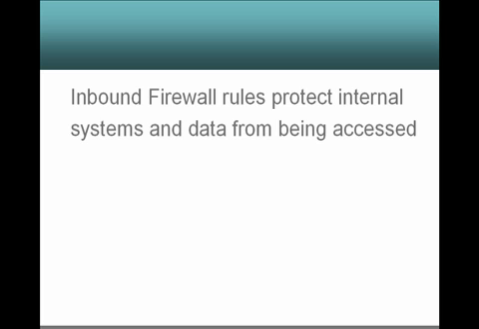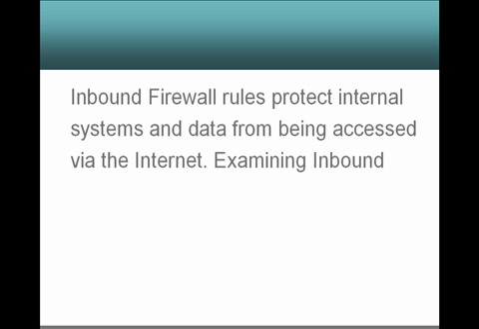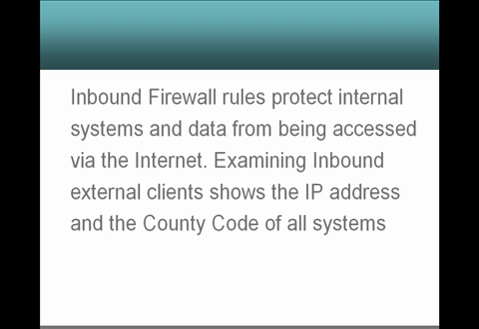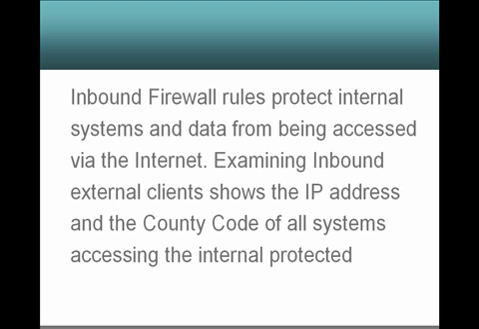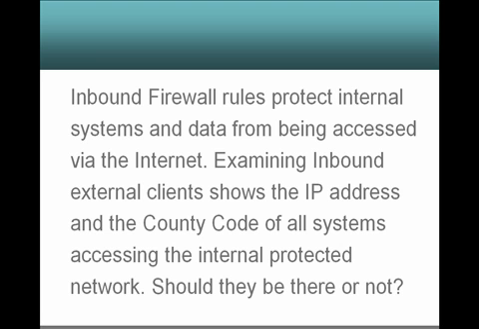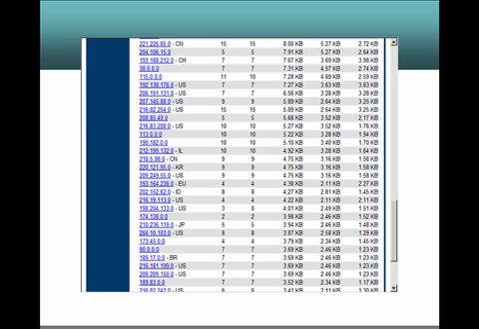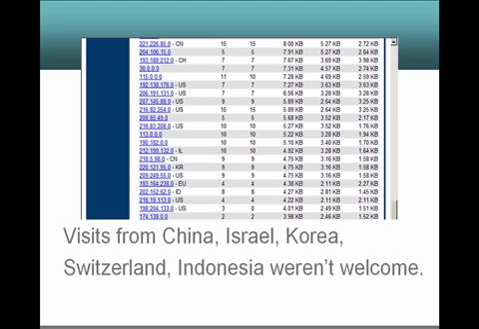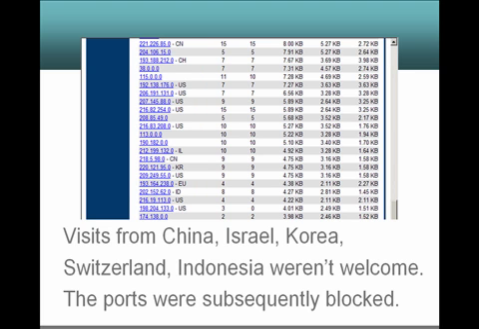Inbound firewall rules protect internal systems and data from being accessed via the Internet. Examining inbound external clients shows the IP address and country code of all systems accessing the internal protected network. Should they be there or not? Visits from China, Israel, Korea, Switzerland, and Indonesia weren't welcome. These ports were subsequently blocked.